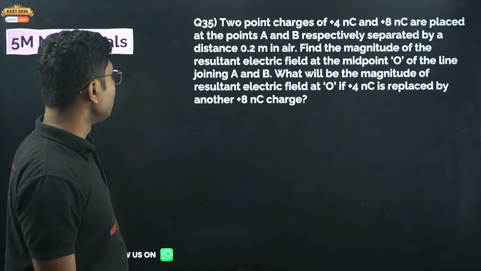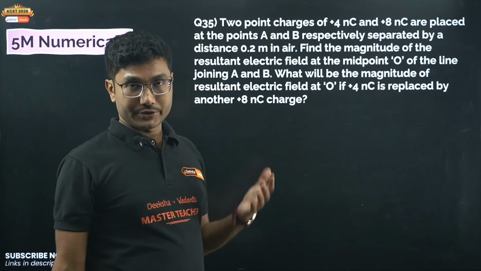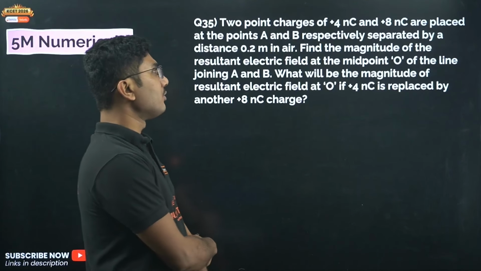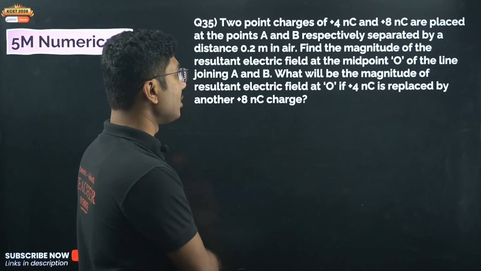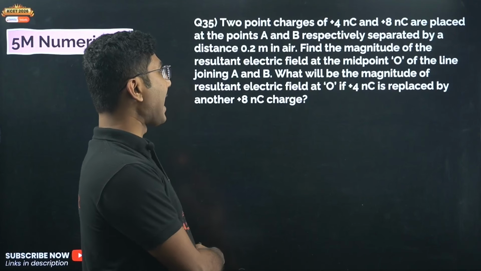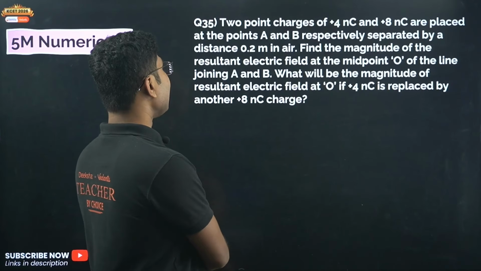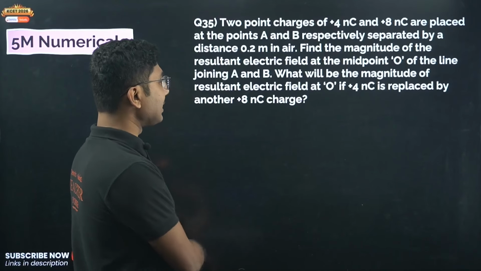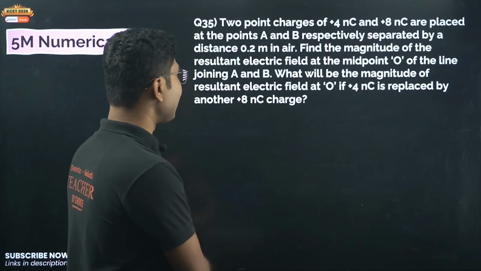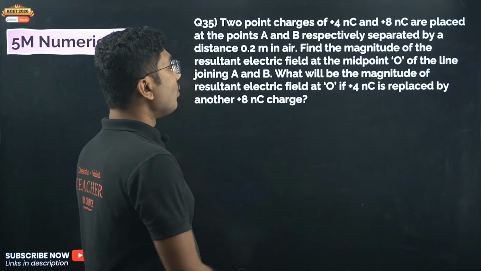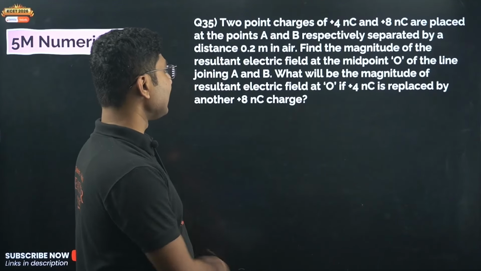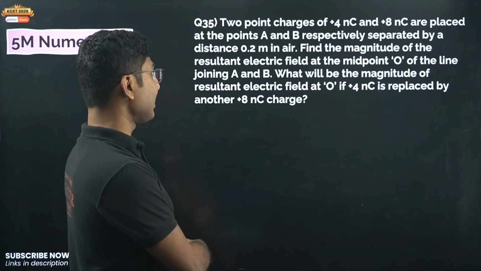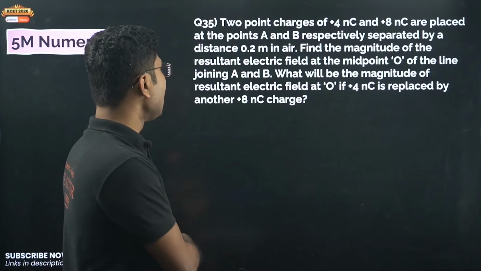Okay, now let's move on to numerical questions, the most awaited section of this series. Two point charges, plus 4 nanocoulomb and plus 8 nanocoulomb, are placed at the points A and B respectively, separated by a distance of 0.2 meter in air. Find the magnitude of the resultant electric field at the midpoint O of the line joining A and B. What will be the magnitude of the resultant electric field at O if plus 4 nanocoulomb is replaced by another plus 8 nanocoulomb charge? So we will solve one by one.